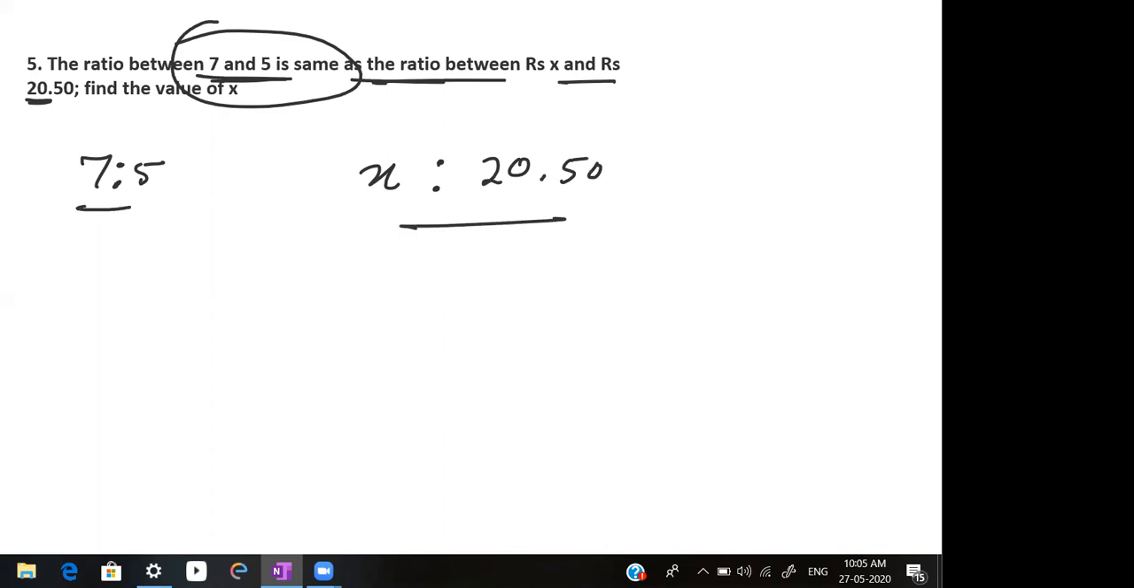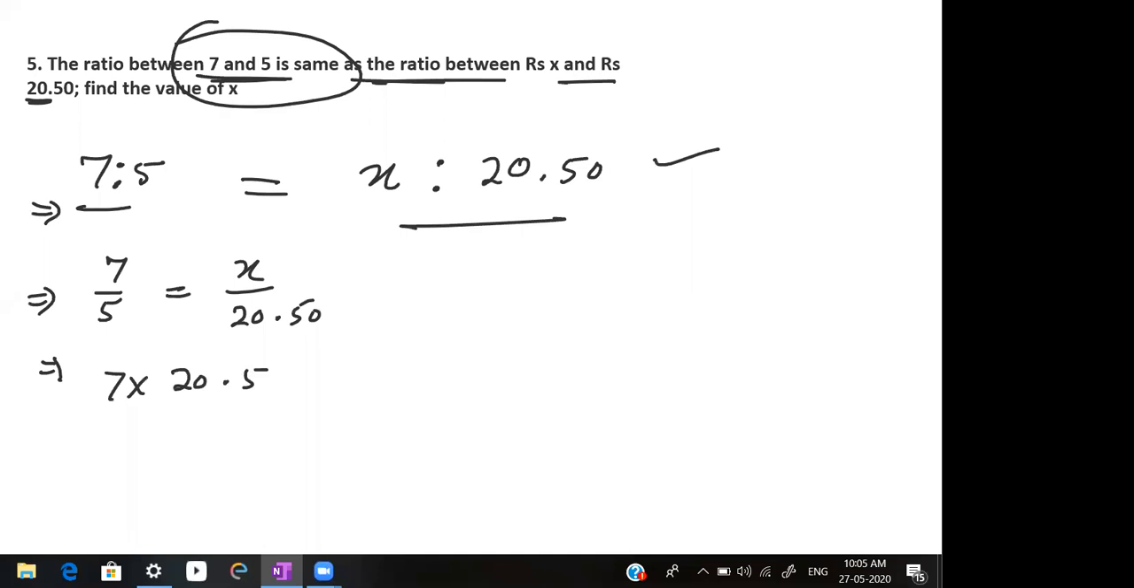And the question is saying that these two ratios are same. So if they are same, can we write the sign of equal between them? Because 7 ratio 5 is equal to x ratio 20.50. So this is now your equation. You can solve it. 7 upon 5 is equal to x upon 20.50. So now you can do the cross multiplication: 7 with 20.50 and 5 into x.